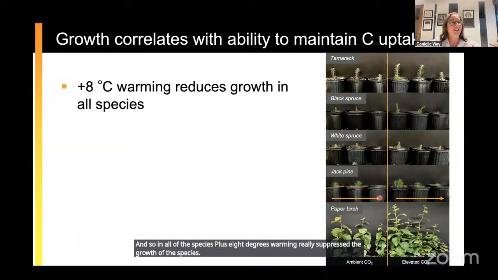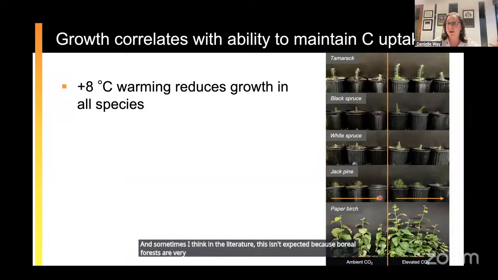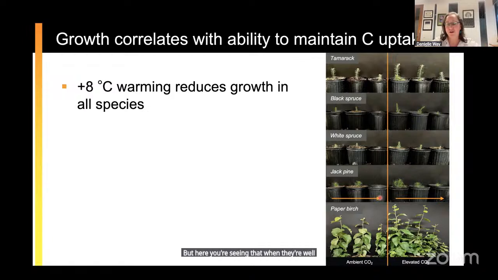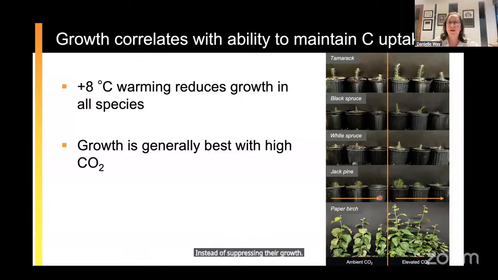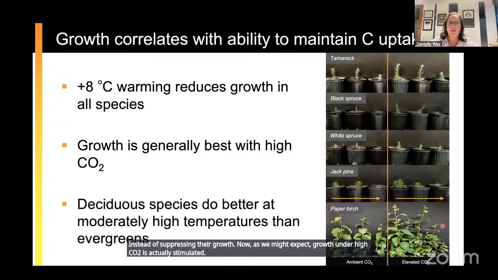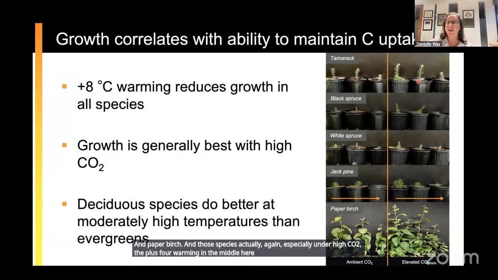And sometimes I think in the literature, this isn't expected because boreal forests are very cold, they're very temperature limited. And so one of the expectations is that warming might actually benefit these species. But here you're seeing that when they're well watered and they're given all the nutrients they want in a glasshouse, instead it's suppressing their growth. Now, as we might expect, growth under high CO2 is actually stimulated. And that's particularly the case for the deciduous species here, tamarack and paper birch. And those species, especially under high CO2, the +4 warming in the middle here actually grows relatively well.